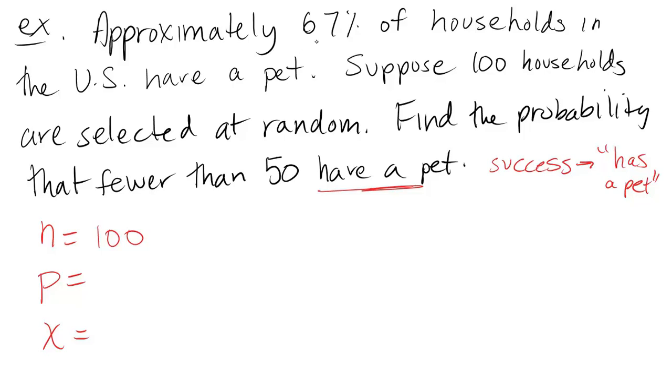That's pretty convenient because we're given the percentage of households that have a pet, so the probability of success will be the same as that percentage of households, 0.67. And now we finally get to my point. We want the probability that fewer than 50 have a pet.